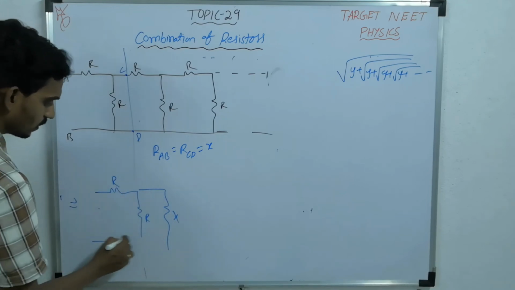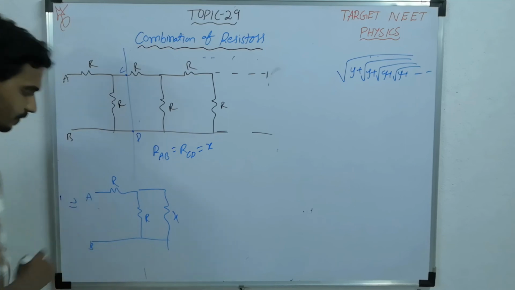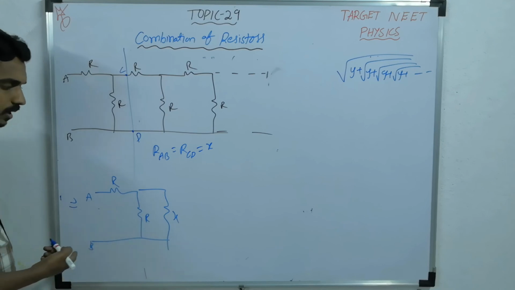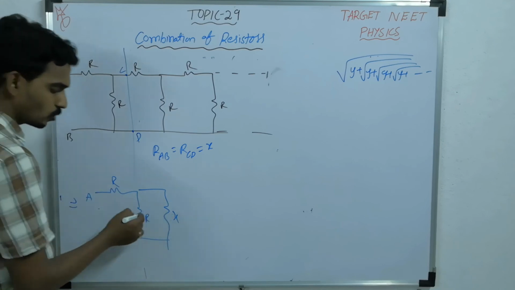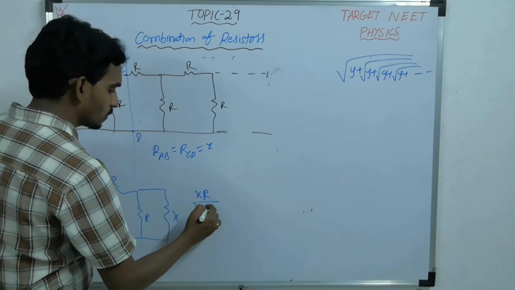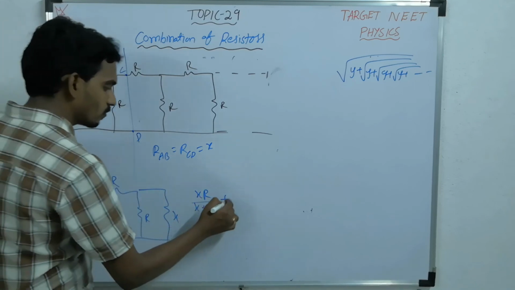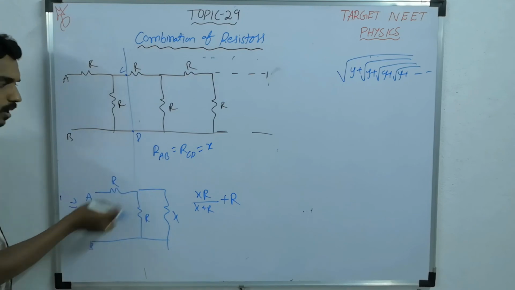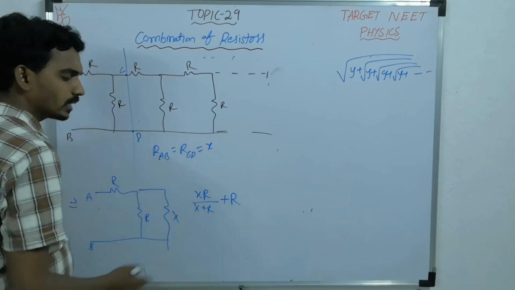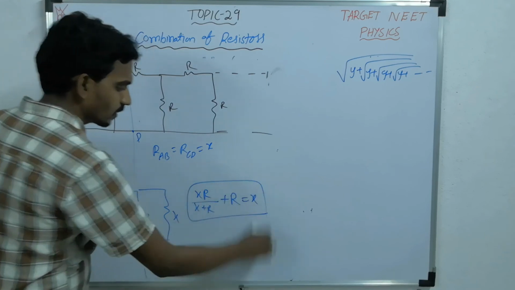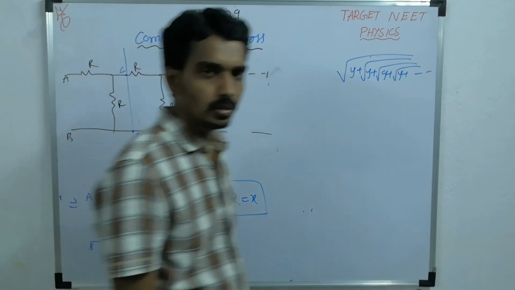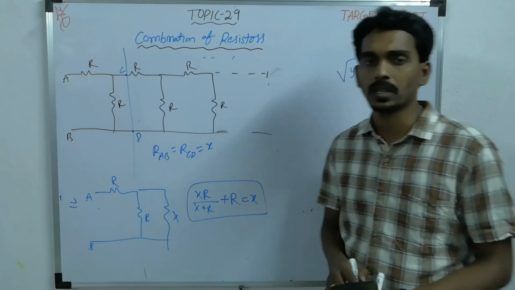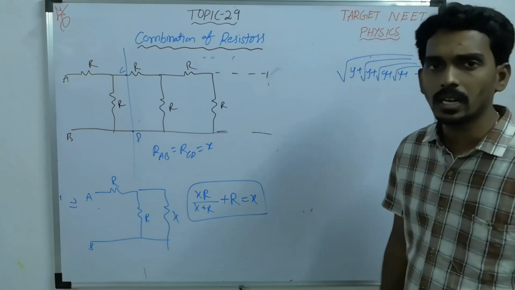Now what is the resultant resistance? These two are in parallel and the resultant is in series. These two parallel means XR by X plus R, and this is in series with this one, so plus R. So this is the effective resistance between what? AB. But the effective resistance between AB, how much do we consider? X. If they give the R value, then you will get a quadratic equation in terms of X. So if you solve the roots of that quadratic equation, then you will get the X value.